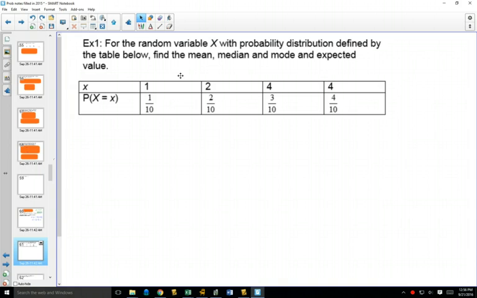So here we have a probability distribution chart. We're going to find the mean. That's our expectation. We're going to find the median. Do you remember median, mode, and statistics? Have you heard of those words before in English? The median is the one that happens right in the middle.